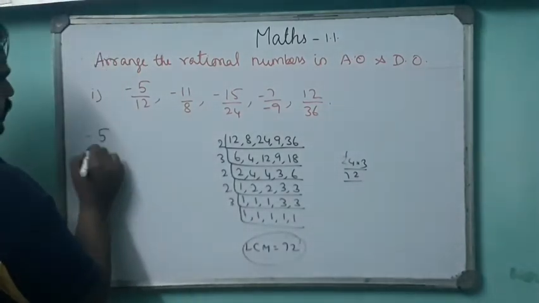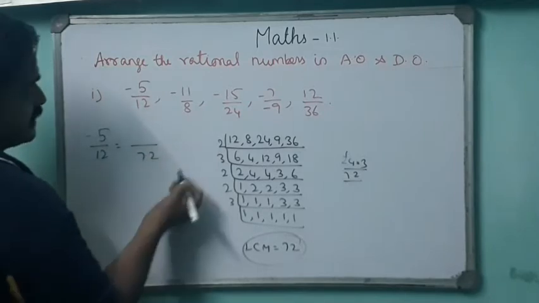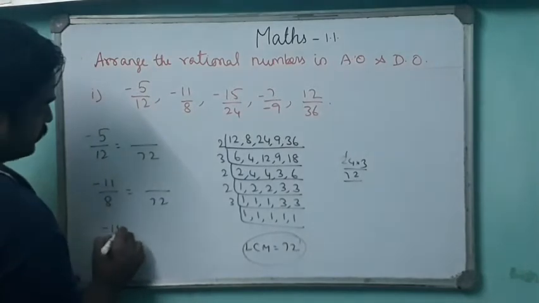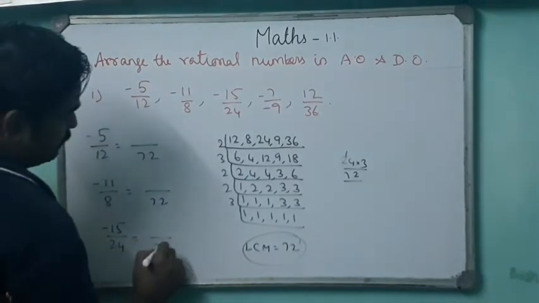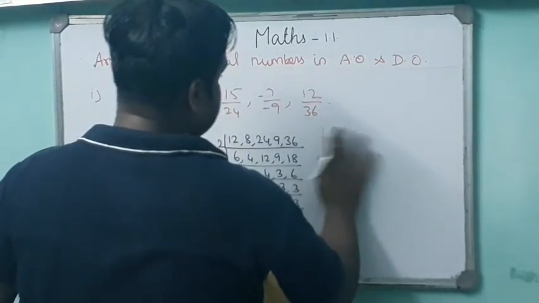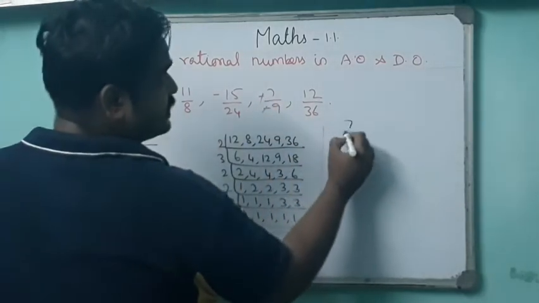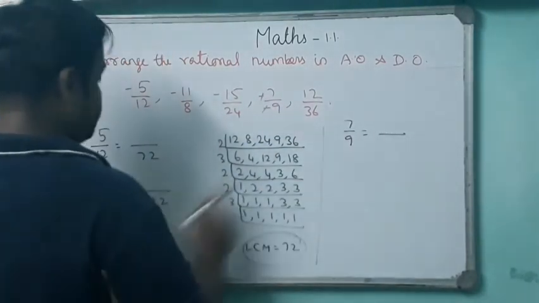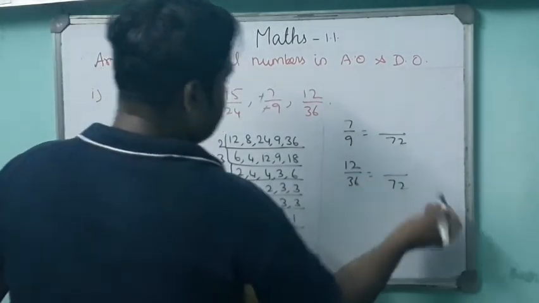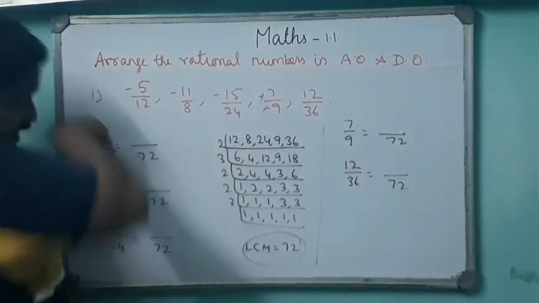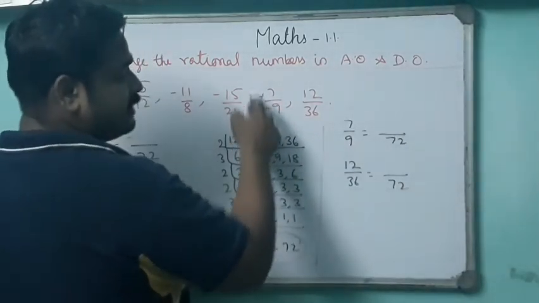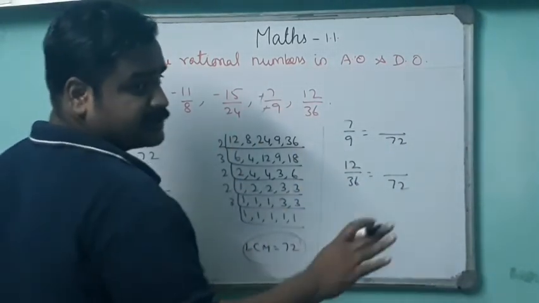So minus 5 by 12 equals over 72. Minus 11 by 8 equals over 72. Minus 15 by 24 equals over 72. The next one, minus 7 by minus 9. See, minus by minus, minus and minus get cancelled here. Just 7 by 9 equals over 72. And the last one, 12 by 36 equals over 72. As you can see, you have got negative signs here, so you can put negative, negative, negative. Here you don't have negative signs, isn't it? Here the negative and negative got cancelled. So both these terms are positive terms.